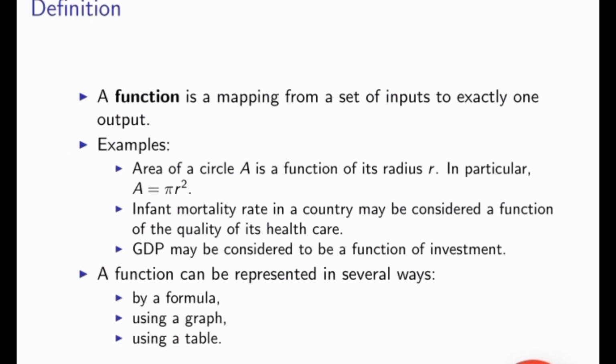Example: the area of a circle A is a function of its radius r. A particular area is equal to pi times r squared. The infant mortality rate in a country may be considered a function of the quality of its health care. GDP may be considered to be a function of investment. GDP means gross domestic product.